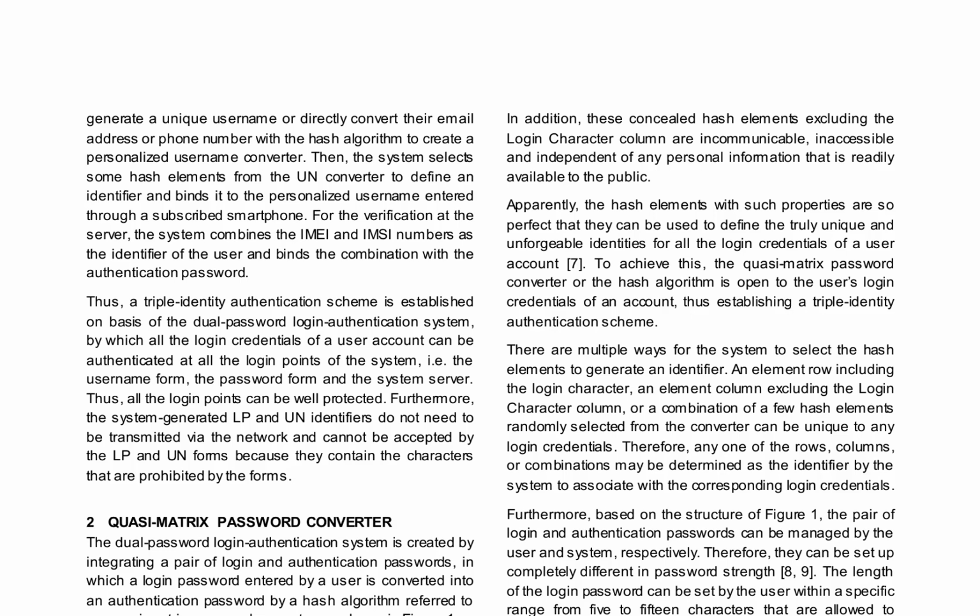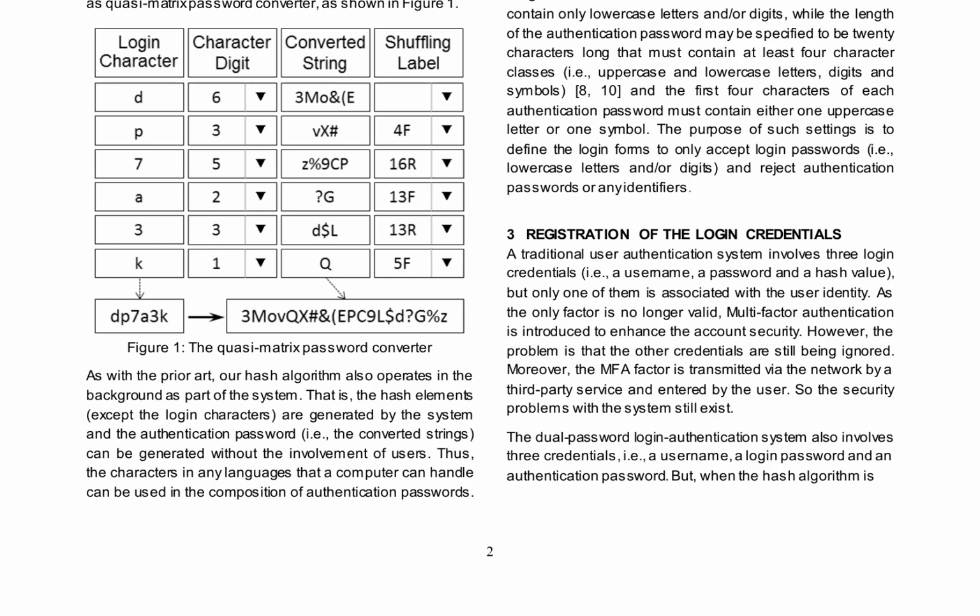For verification at the username form, the user generates a unique username or directly converts their email address or phone number with the hash algorithm to create a personalized username converter. The system then selects some hash elements from the UN converter to define an identifier and binds it to the personalized username entered through a subscribed smartphone.